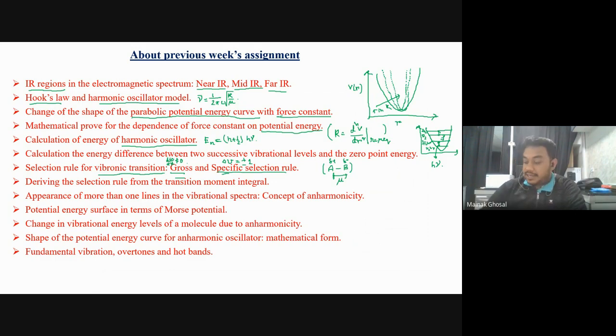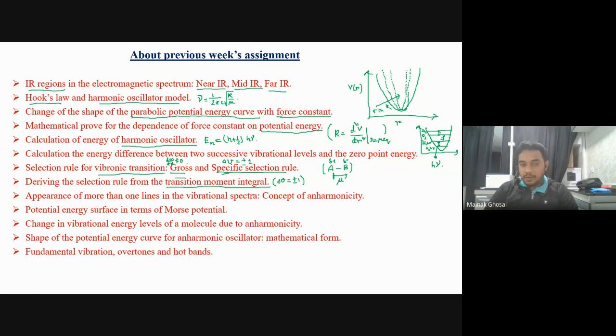And then there was a derivation of the selection rule from the transition moment integral. The same thing was discussed in this week's lectures also, that if you want to derive this selection rule, you will face a condition where you need to satisfy delta v equals plus or minus 1. Under this condition, you will find that your transition moment integral value will be non-zero, and only if this is non-zero will the vibrational transition from one state to another happen. Okay, so these are the conditions.